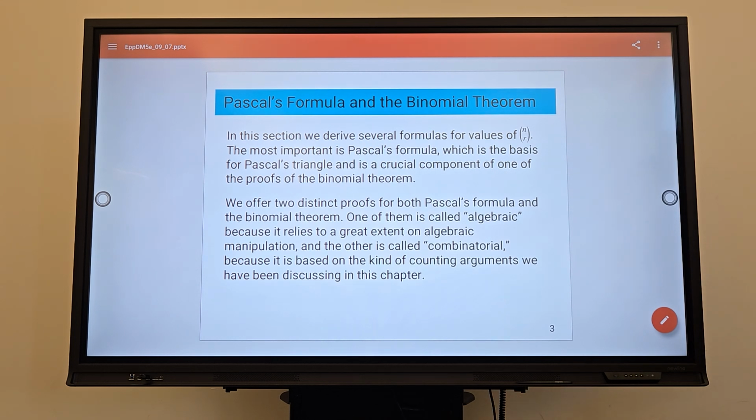One of them is called algebraic because it relies on algebraic manipulation. The other is called combinatorial because it is based on the kind of counting arguments we have been discussing in this chapter.